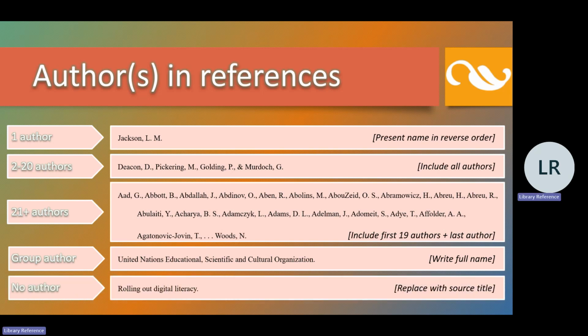Lastly, what do we do if we do not have an author? If a source does not have an author, in that case, we replace the author with the title of the source. In the example on the screen, Rolling Out Digital Literacy is the title of an article with no identified author. That's why we took the title to the front of the reference and replaced the author with it. We do this so that we are in a position to alphabetize the source properly.